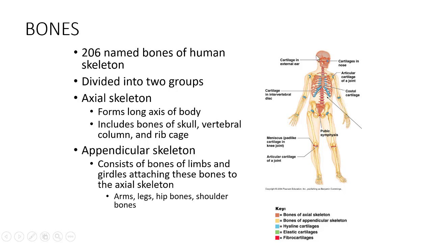Another part is named the appendicular skeleton. The appendicular skeleton includes the bones of the upper limb and lower limb. All of the bones in the upper limb and lower limb are named in this category, appendicular skeleton.